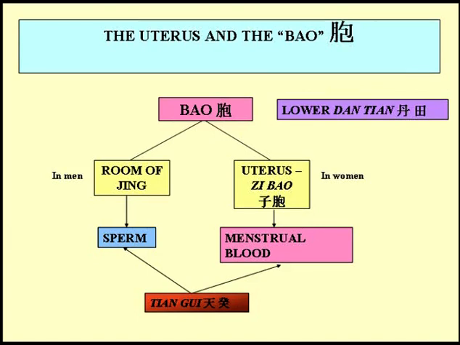An important thing here is that this bao structure, which is in the lower dantian, is common to men and women. Okay, so men have it too. So the bao in women is the zibao, the uterus. In men, the bao is the room of jing, which you could also translate as room of sperm. So that produces sperm, and that produces menstrual blood. So sperm and menstrual blood are both tiangui. We'll see in a moment what tiangui is.